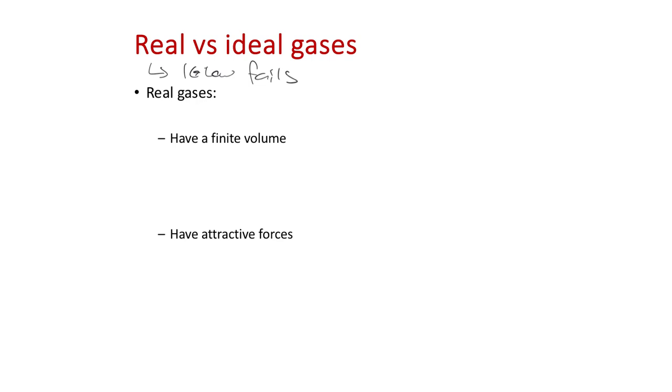So let's kind of go back to the ideal gas law for a minute and then think about why it might fail. And so when we're thinking about the ideal gas law, PV is equal to nRT. There's two primary reasons why the ideal gas law breaks down. Let's talk about the volume first.